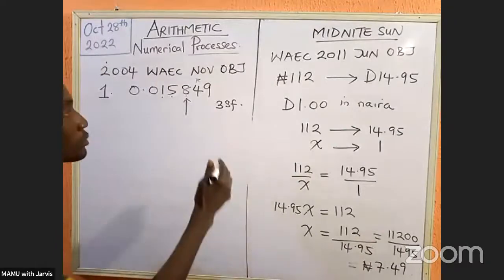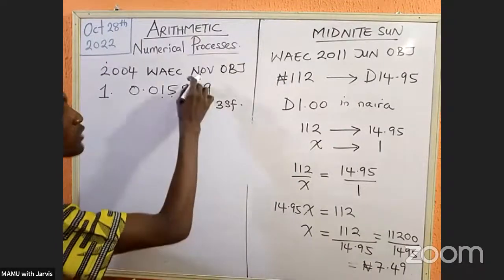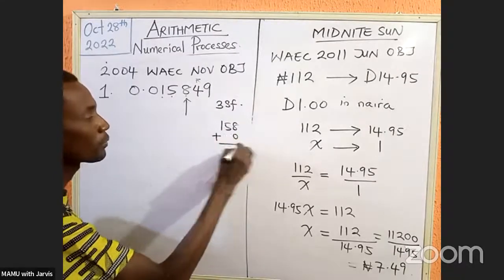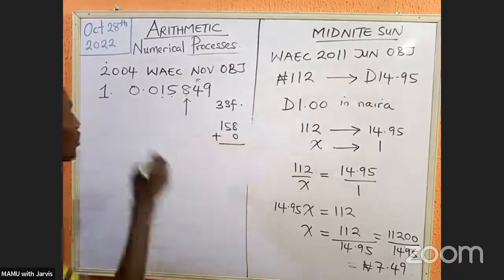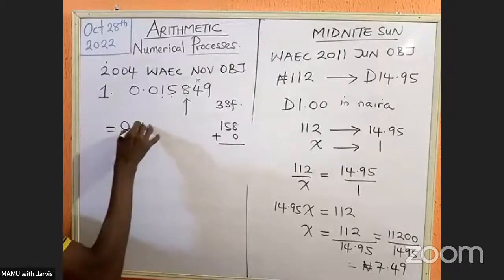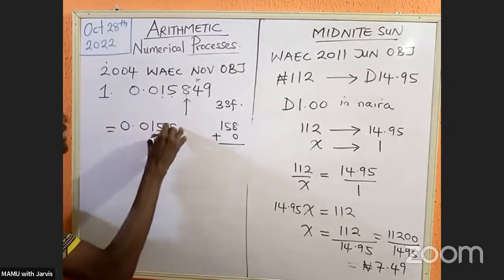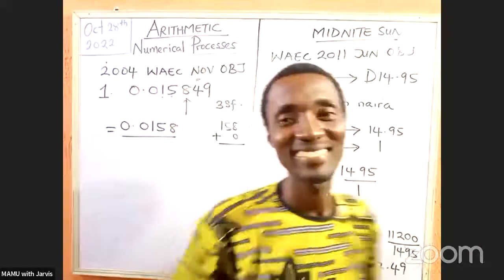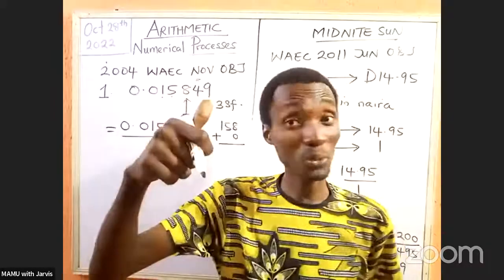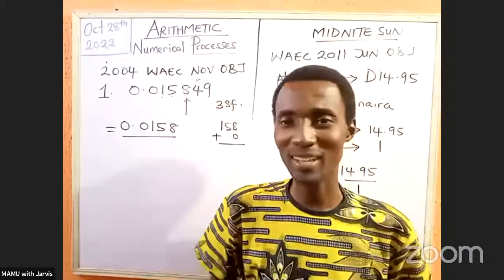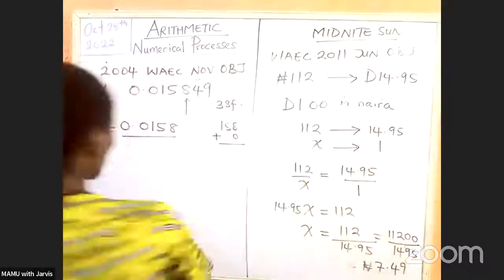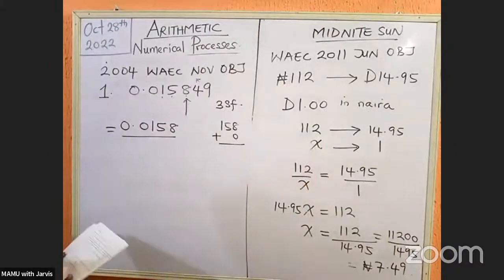So it means you're going to add a 0. So it will be 158 plus 0. Are you seeing that? So this will be 0.0158. That's what the answer will be, and not 9. Although that was a very good one. I'm pretty impressed with that effort. Thank you very much.